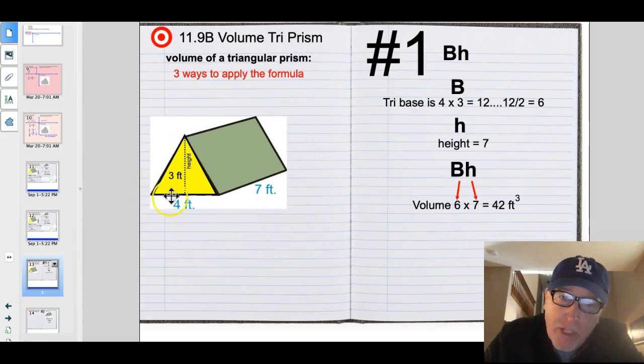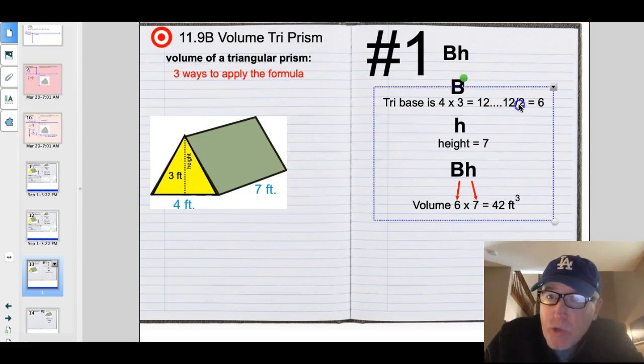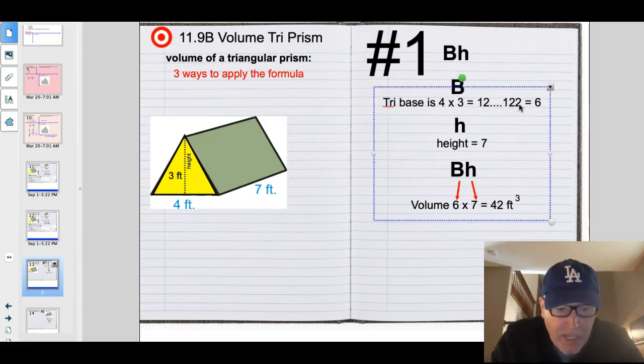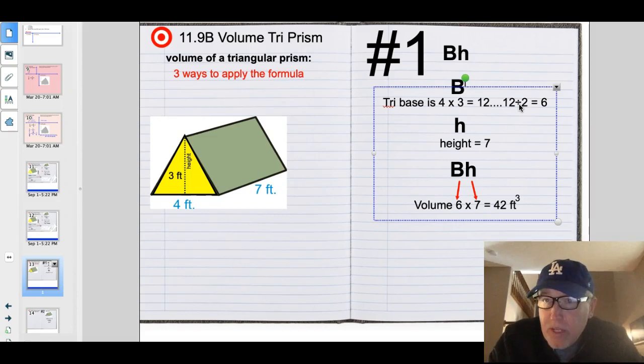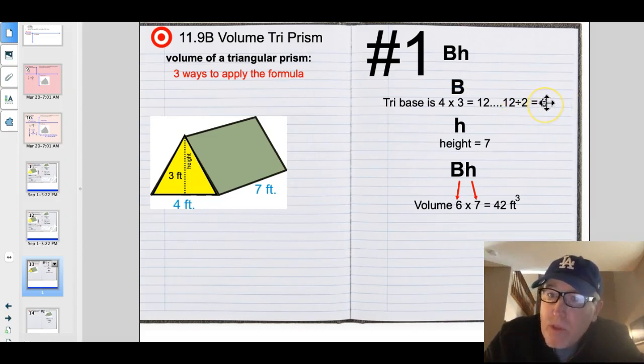So the area of this triangle here is 4 times 3, that's 12. We have to divide that by 2. And another way of writing that, same thing, I'll just use a different sign, just making sure you understand what I did there. 12 divided by 2 is 6. So the base of this is 6 units squared. The height of it, right here, the height of these rectangular sides is 7. Big base, 6, height, 7. 6 times 7, 42 feet cubed.